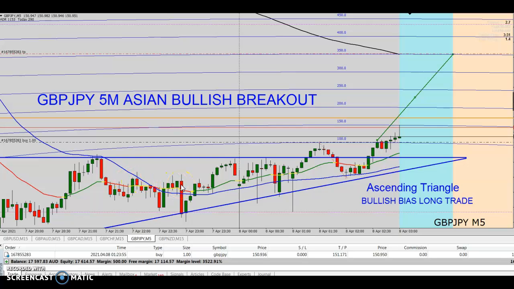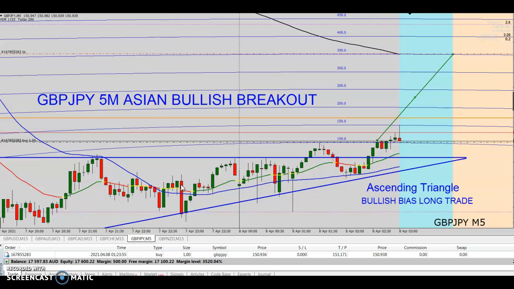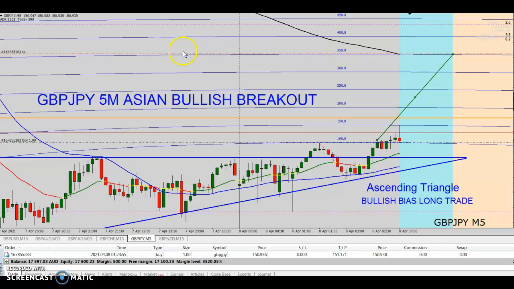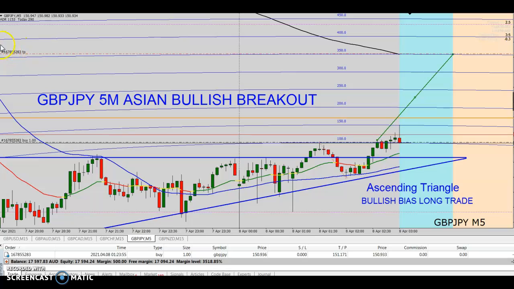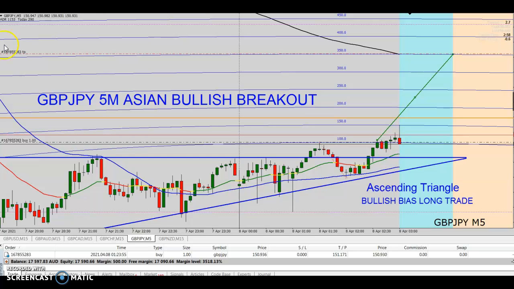Here is the ascending triangle long trade that I've entered. It was on the 15-minute chart. Here is a 5-minute chart that I'm showing you how I determined my take profit. To the left in this area is some consolidation candles that are on the 15-minute chart that you can't see.